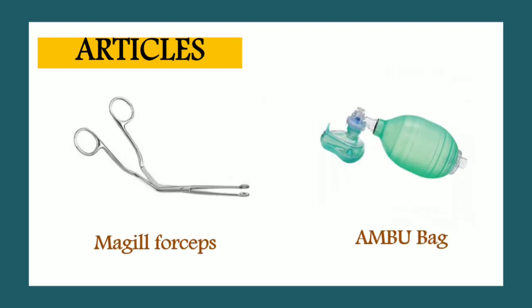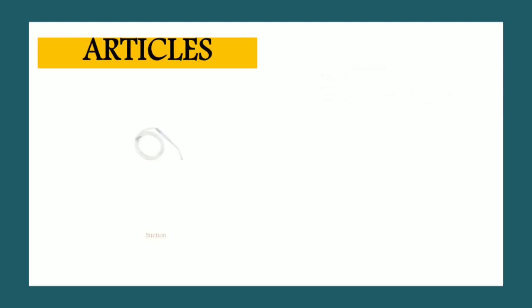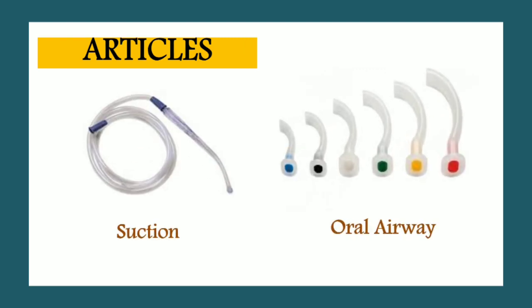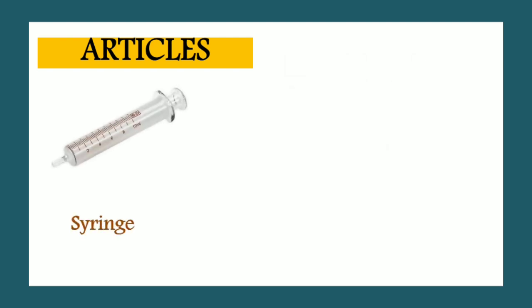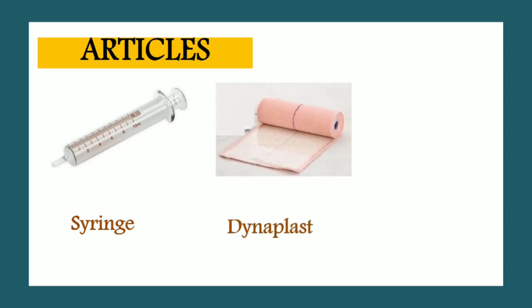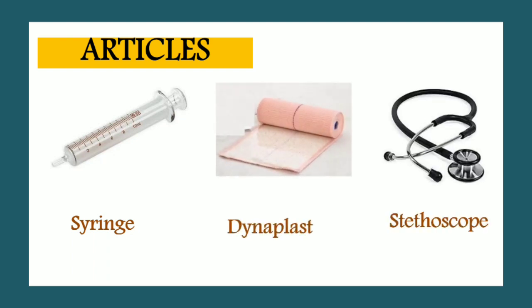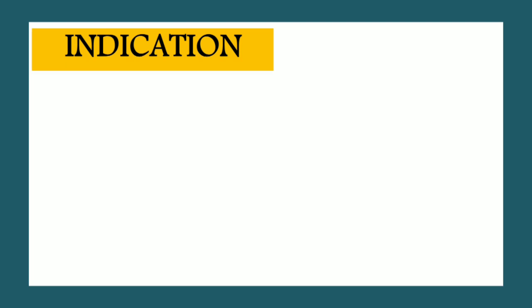Magill's forceps, Ambu bag, suction to clear the airway, oral airways, syringe to inflate the endotracheal tube cuff, Dynaplast to place it in position, and the stethoscope to check the position of the endotracheal tubes. Now let's see the indications of endotracheal intubation.